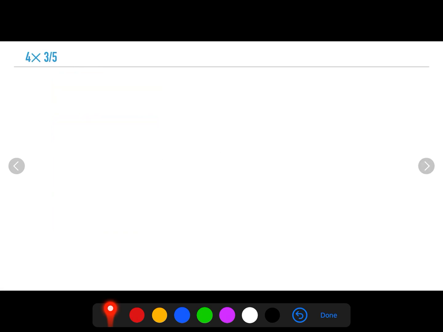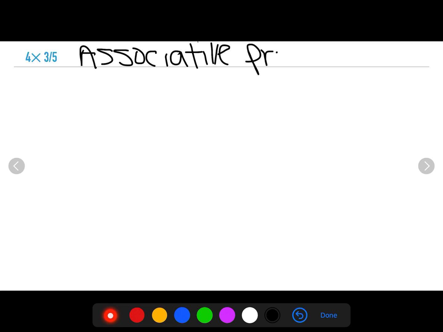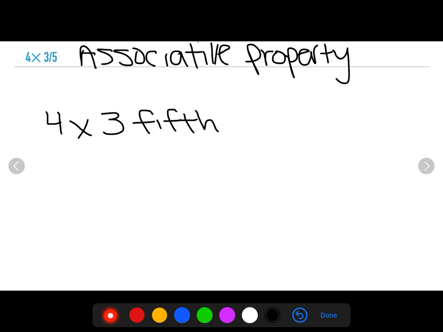Let's use the associative property to solve the same problem. 4 times 3 fifths. Remember, with the associative property, we can multiply any of our numbers together any way we want to. It's also very important for the associative property that we write our multiplication sentence in unit form. So 4 times 3 fifths.